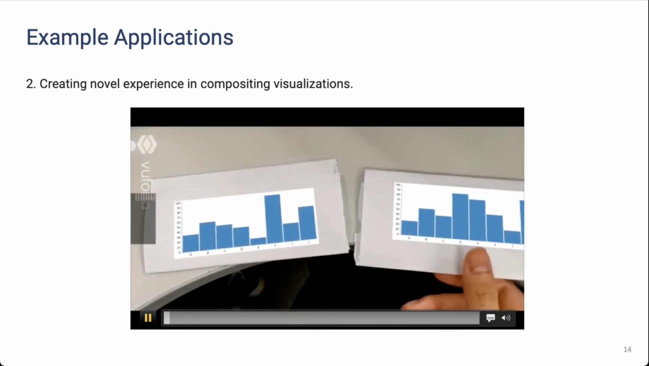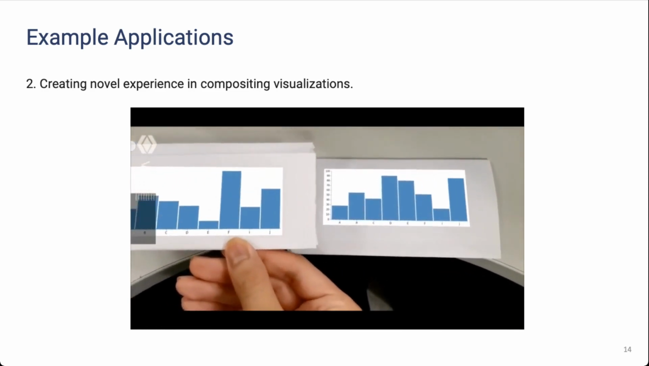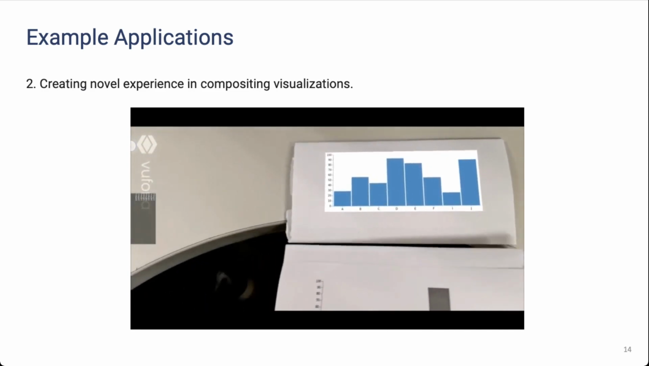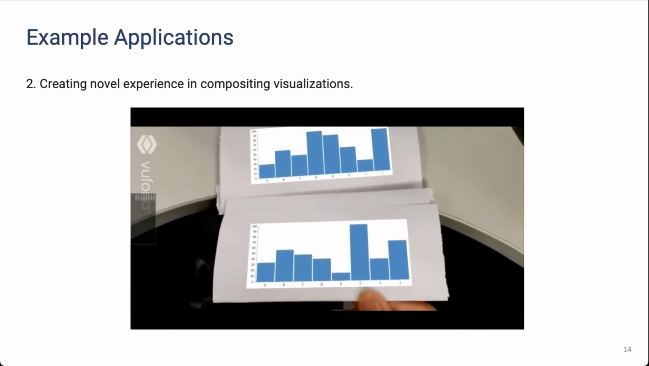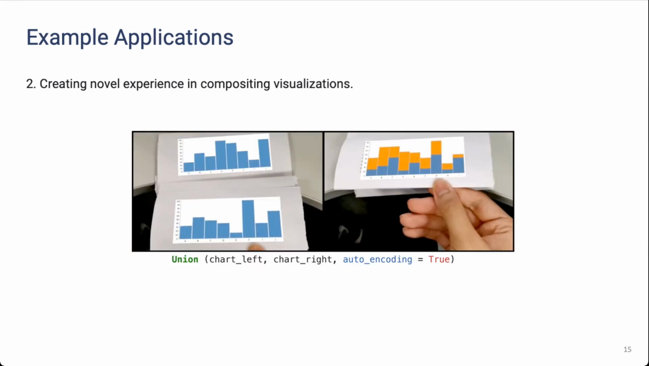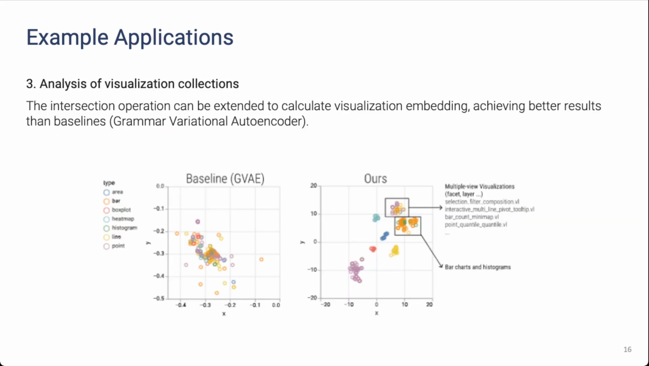Furthermore, we explore new opportunities for interacting with two visualizations. For example, this video shows how two bar charts can be composed into grouped or stacked bar charts using a mobile AR environment. And the operation in this video is simply done by using a Boolean operation in one line of code. We also conduct a meta-visualization analysis, using the intersection operator to perform clustering analysis. As shown below, our method can better cluster visualization specifications according to their chart types. For example, bar charts and histograms are projected nearby. And for more applications, please refer to our paper.